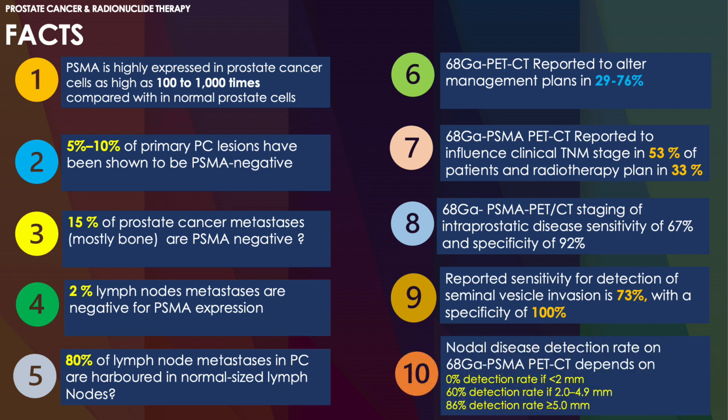And in terms of nodal disease, the detection rate on gallium study depends on the size. It is 0% if the lymph node is less than 2 millimeter, and it increases to about 86% in terms of detection rate if the lymph node is greater than 5 millimeter.